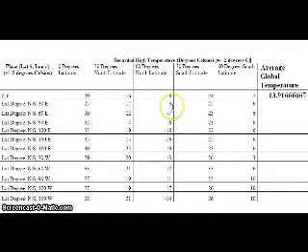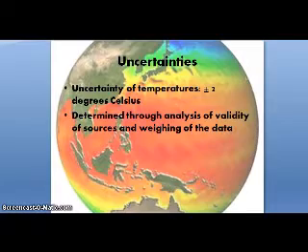The uncertainty of the temperatures is plus or minus 2 degrees Celsius, as shown in the graph. This uncertainty was determined through the analysis of the validity of the sources and the weighing of the data. Some of the data that we had was weighed in order to account for a lack of information, and this uncertainty helps eliminate any errors there.